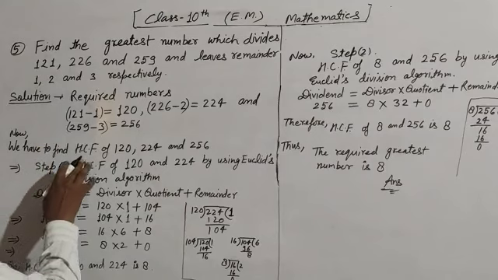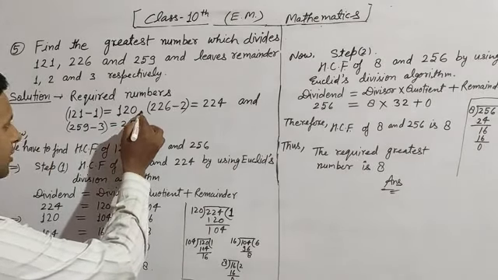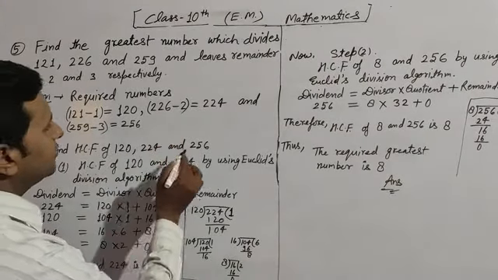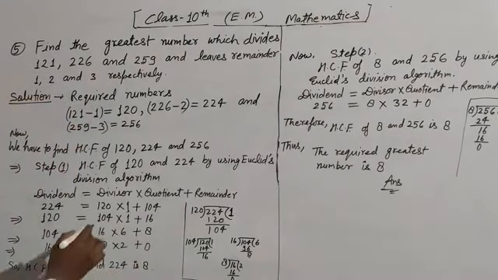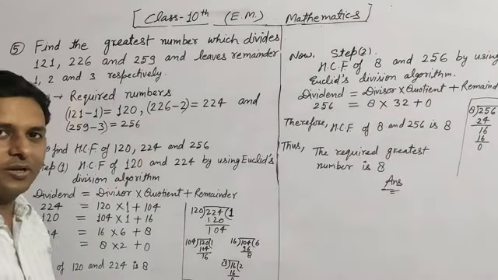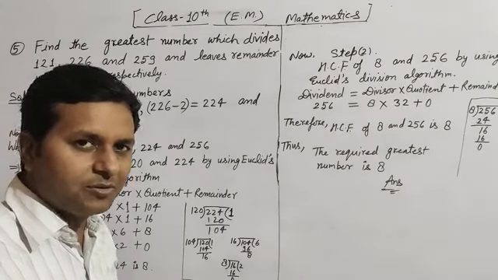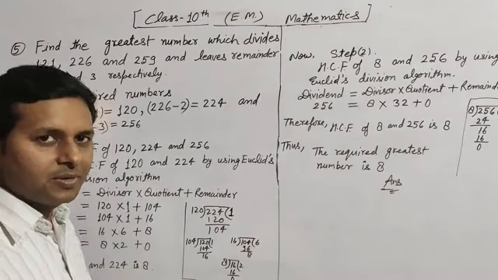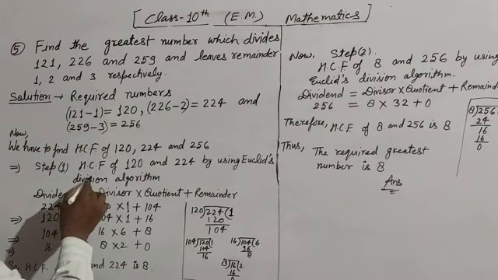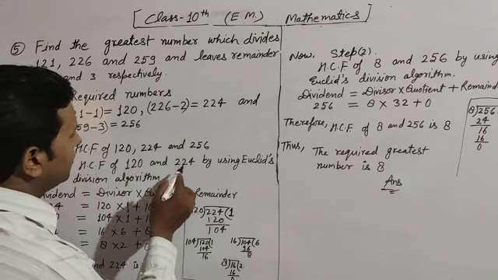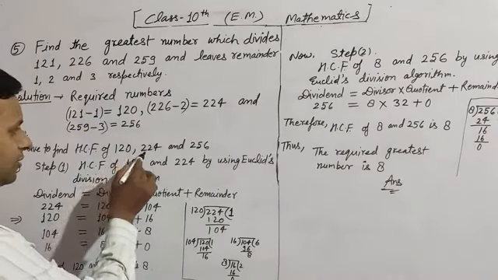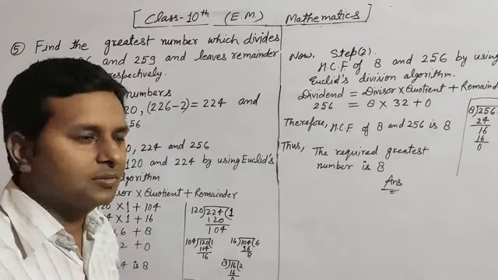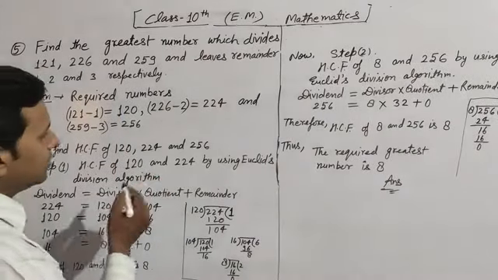Now we have to find HCF of 120, that is first number, 224, that is second number, and 256, that is third number. So here 3 numbers are given, as we discussed yesterday in previous videos. When 3 or more numbers are given, we use steps. By using first step, we write HCF of 120 and 224. Means we take first number and second number, because in HCF 2 numbers are required basically. First is 120 and second is 224.